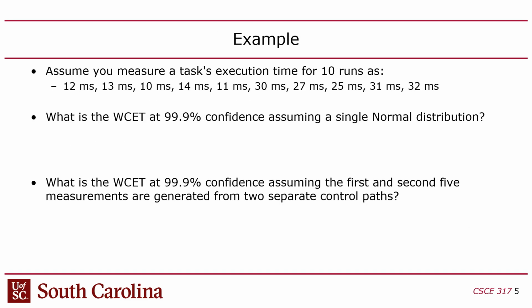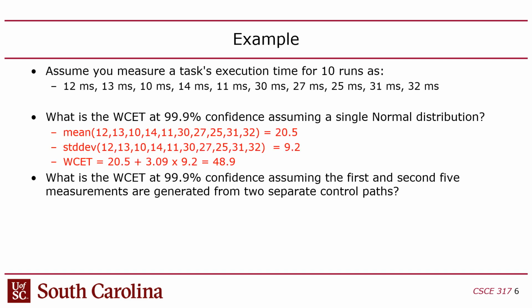So here's an example of that. Let's say you measure a task execution time for 10 runs, and you get 12, 13, 10, 14, 11, 30, 27, 25, 31, and 32 milliseconds. What's the worst case execution time at 99.9% confidence, assuming a normal distribution? Well, you can just calculate the mean and the standard deviation. The mean is 20.5. The standard deviation is 9.2. And so the worst case execution time is the 20.5 plus 3 times 0.9 times 9.2, which is 48.9 milliseconds.